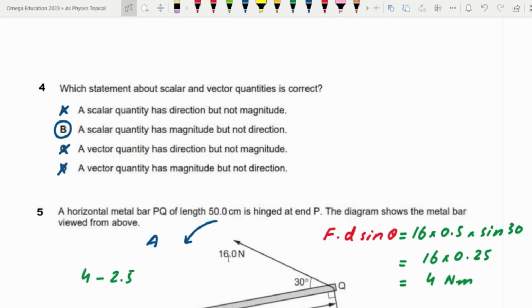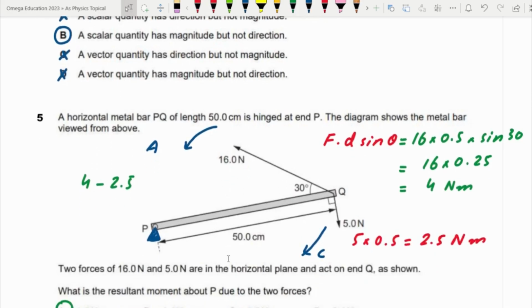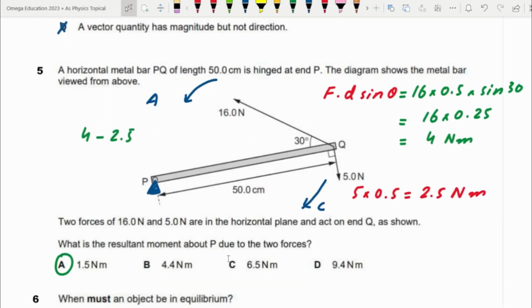Which statement about scalar and vector is correct? The second is the right answer, B. A scalar quantity has magnitude but not direction. So just an easy one. Let's take a look at the next one.